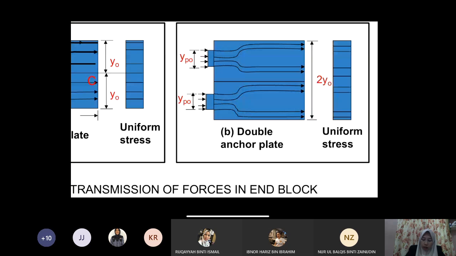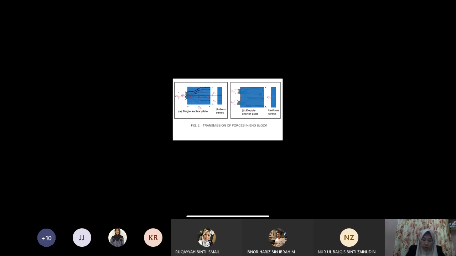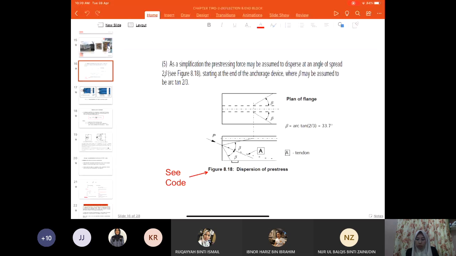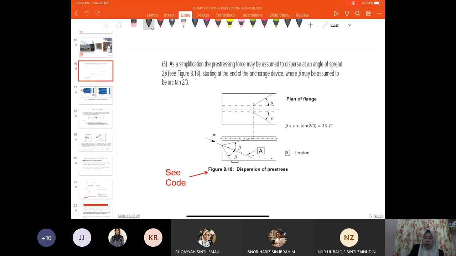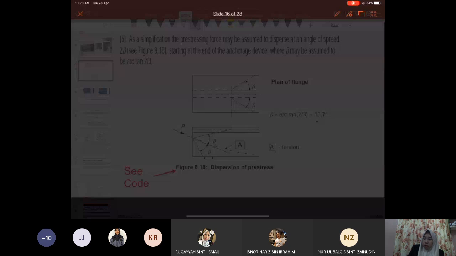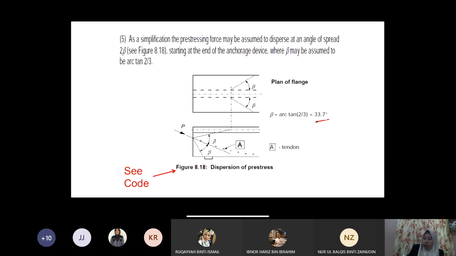So this is just to show the angle of where you apply the load. I just want to highlight this. That one you can go through yourself, because it's taken from the book. It is just to verify the 33.7 that we're going to use later on. I will show.